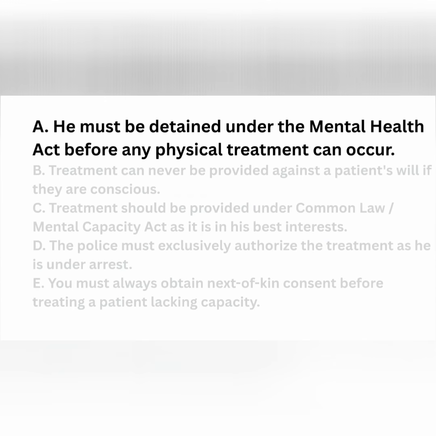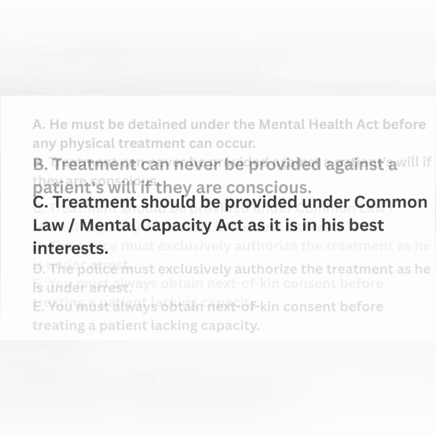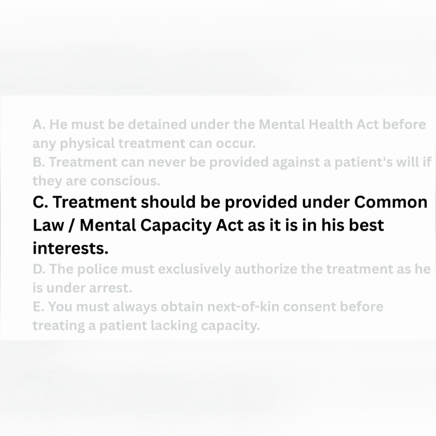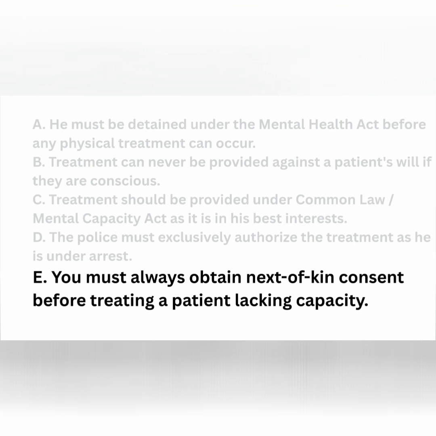Option A, he must be detained under the Mental Health Act before any physical treatment can occur. Option B, treatment can never be provided against a patient's will if they are conscious. Option C, treatment should be provided under common law or Mental Capacity Act as it is in his best interest. Option D, the police must exclusively authorize the treatment as he is under arrest. Option E, you must always obtain next of kin consent before treating a patient lacking capacity. This looks complex, but let's hunt for the absolutes and eliminate them.